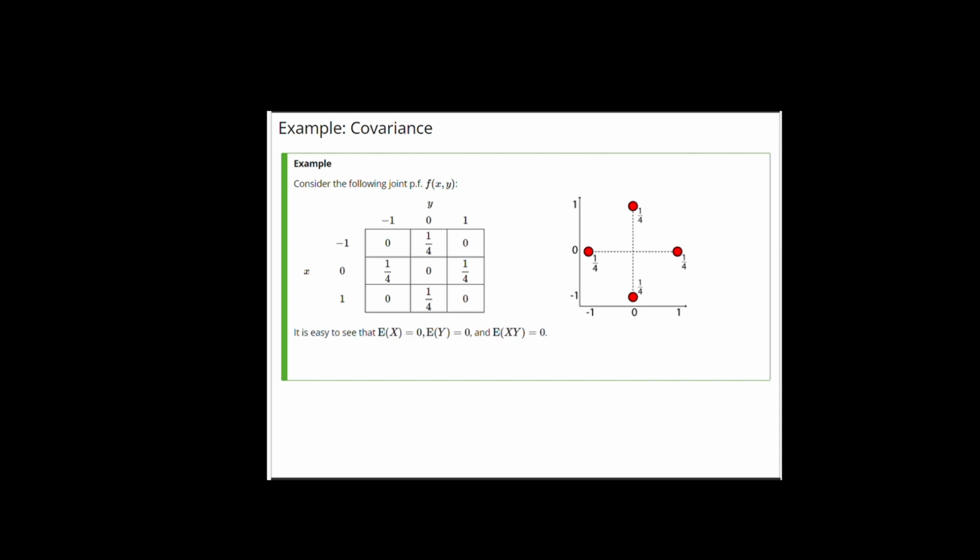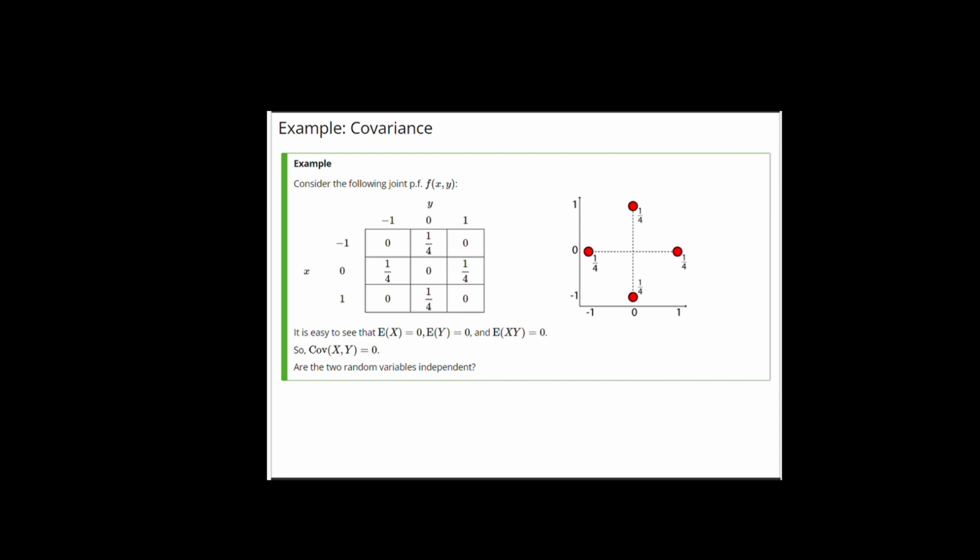Indeed, if we compute the expected value of x, it's 0, the expected value of y, it's 0, and the expected value of x times y, also 0, equal to E of x times E of y. So the covariance in this case is 0. But are the two random variables independent of one another? To answer that question, you have to ask yourself whether, if you were given the value of y, you would change the distribution assigned to the random variable x.